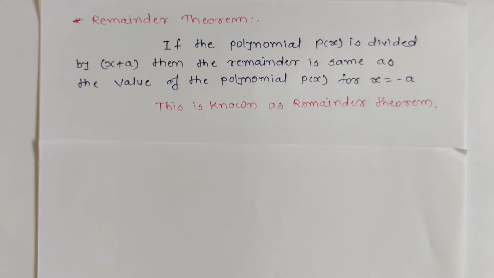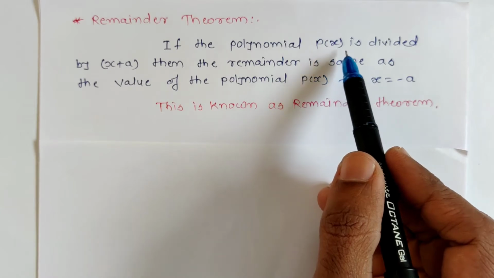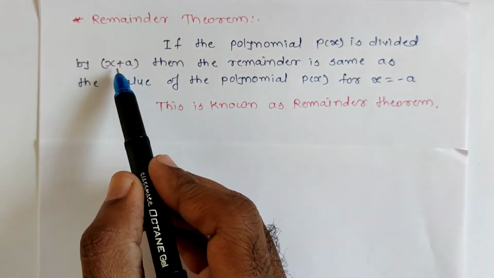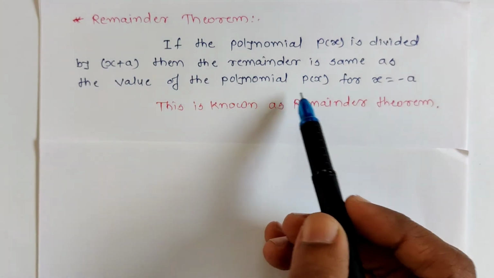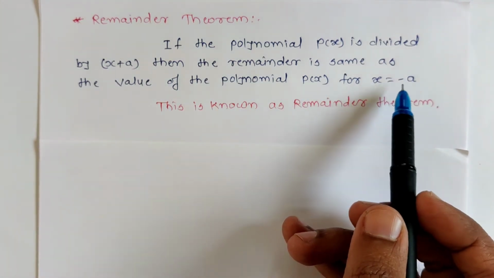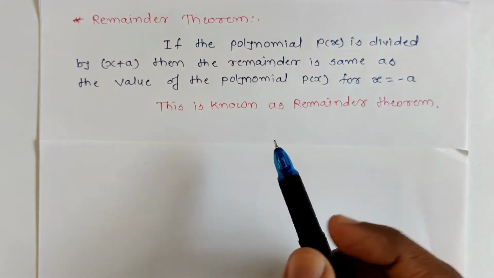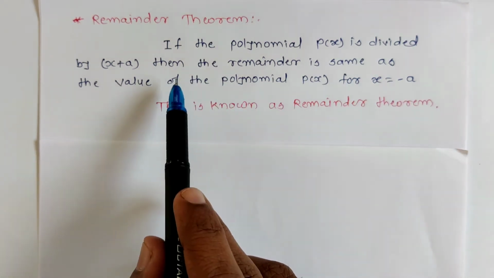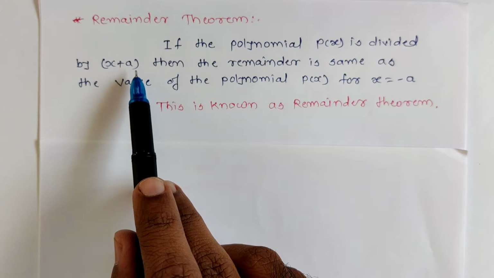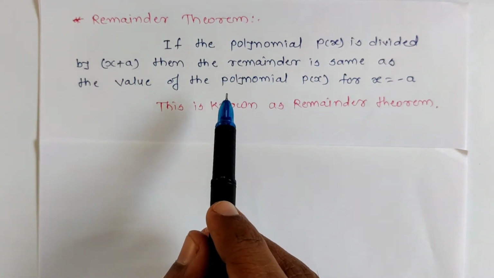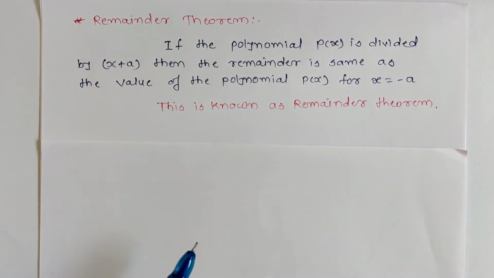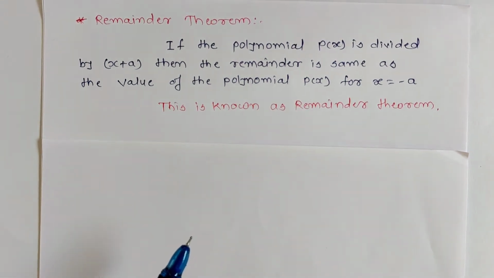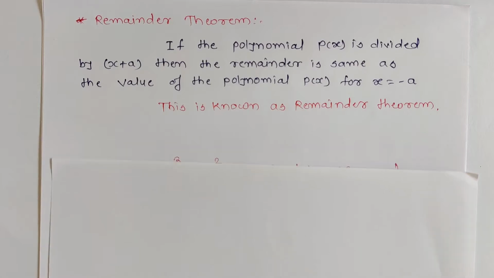find the remainder. So we can define it as: if the polynomial p of x is divided by x plus a, then the remainder is the same as the value of the polynomial p of x for x equal to minus a. That is, if we divide p of x by x plus a, the remainder will be the same as p of a. So this is known as the remainder theorem. Now to illustrate this, we'll solve some examples.